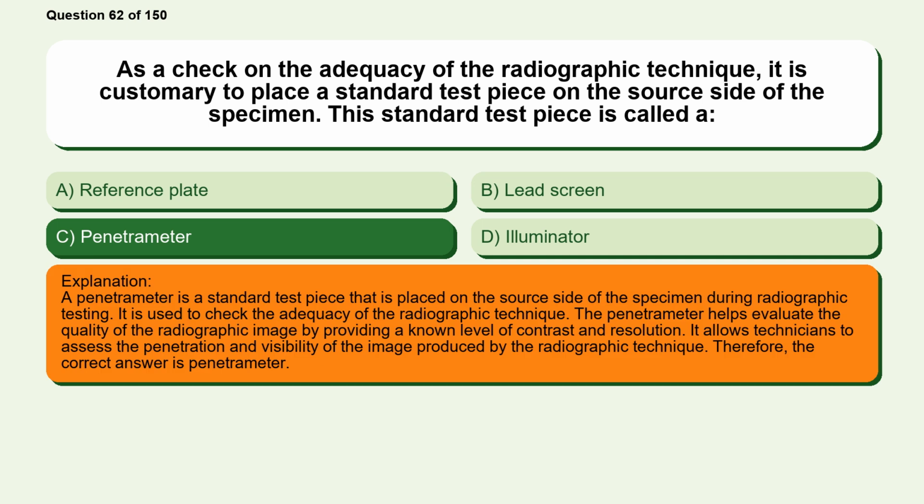A penetrometer is a standard test piece that is placed on the source side of the specimen during radiographic testing. It is used to check the adequacy of the radiographic technique. The penetrometer helps evaluate the quality of the radiographic image by providing a known level of contrast and resolution. It allows technicians to assess the penetration and visibility of the image produced by the radiographic technique. Therefore, the correct answer is penetrometer.